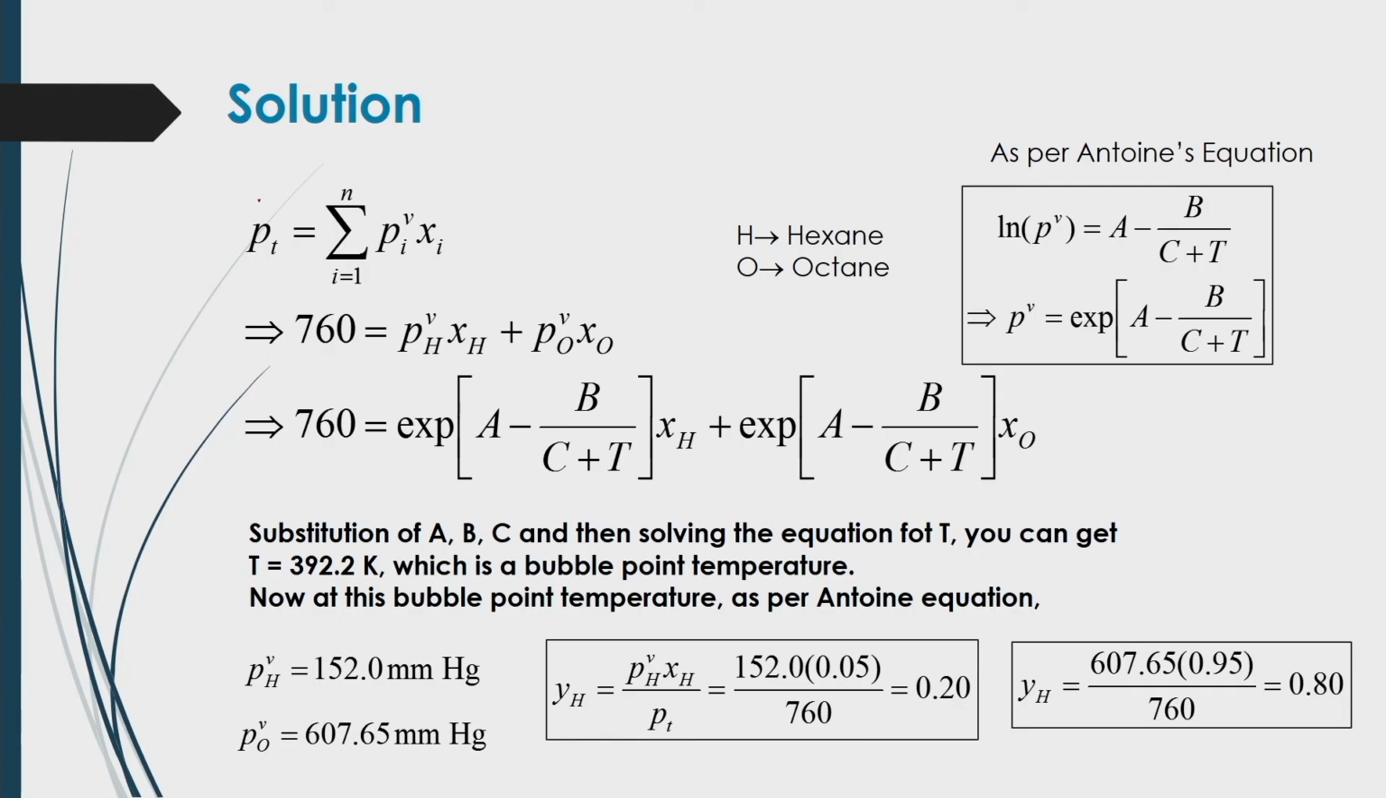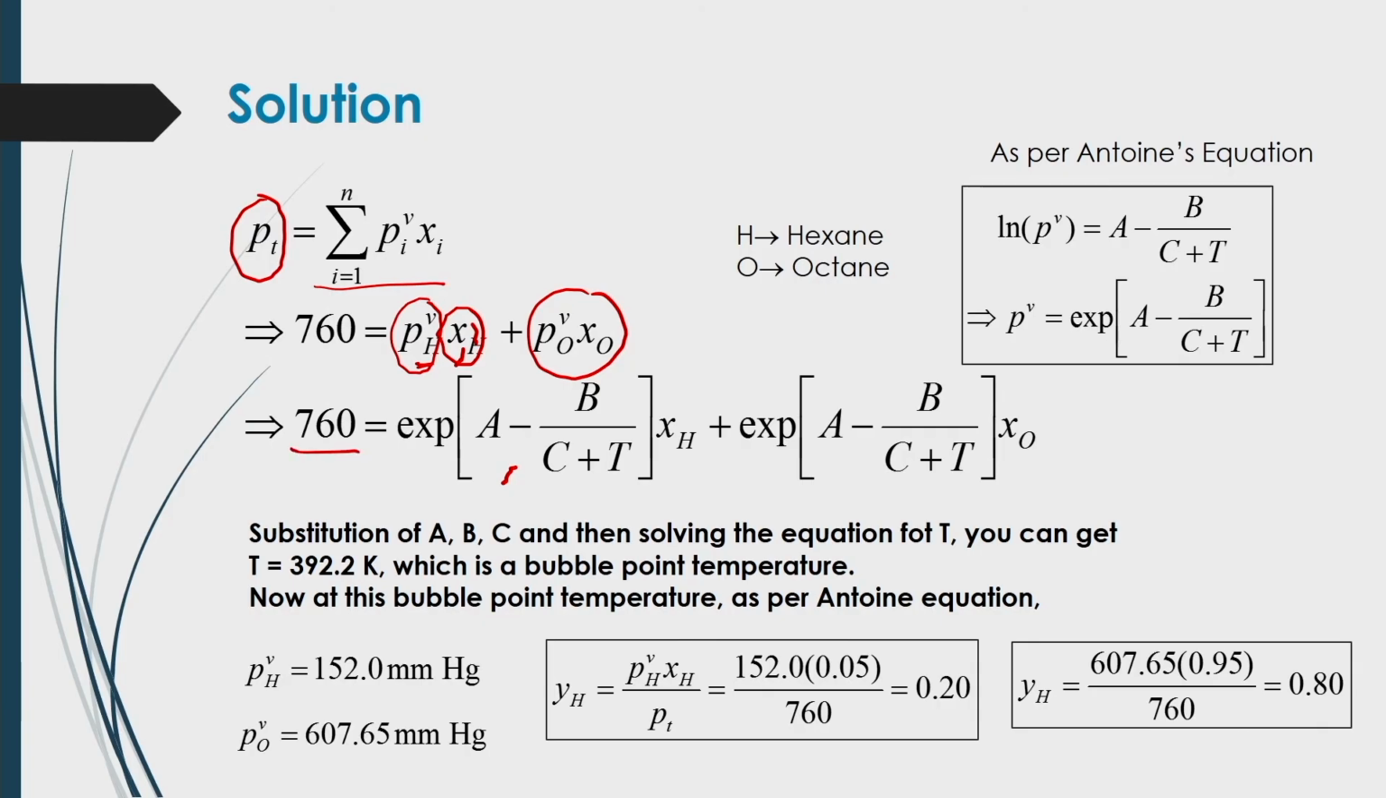Since the total pressure is given as 1 atmosphere, that is 760 millimeter mercury, and here the vapor pressures of the components are considered. There are 2 components, only hexane and octane, so for hexane we will use the notation H. So, 760 will be equal to P_HV for hexane into x_H for hexane, and similarly for octane we can write P_OV and x_O. O for octane, H for hexane.